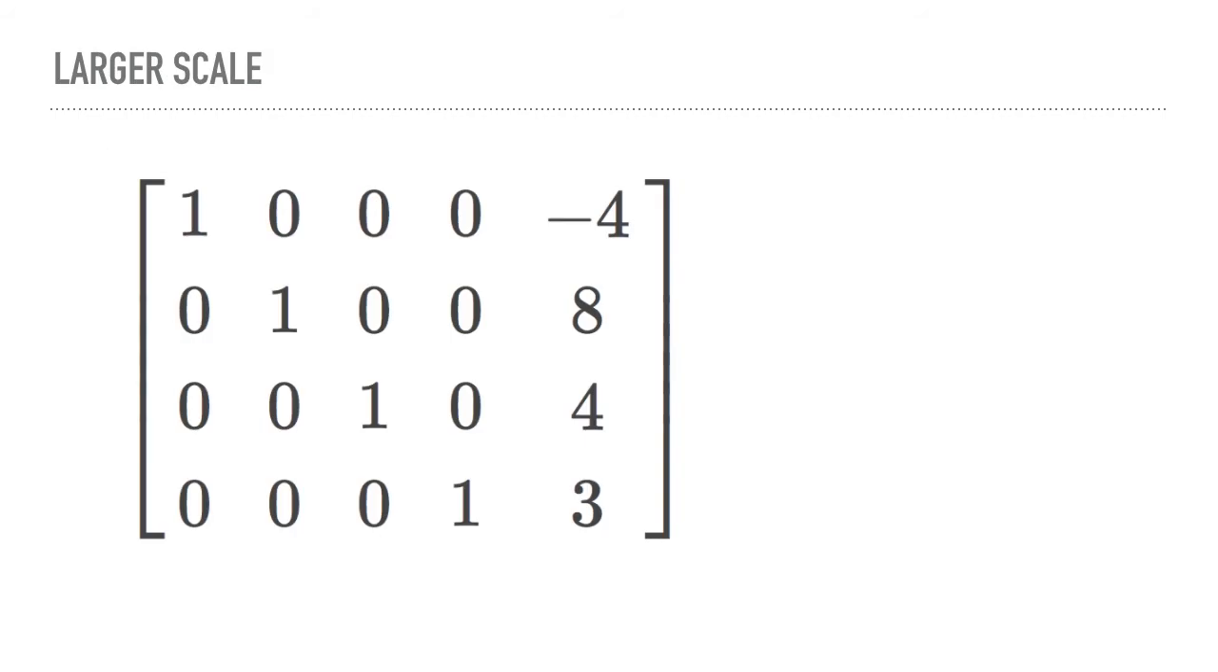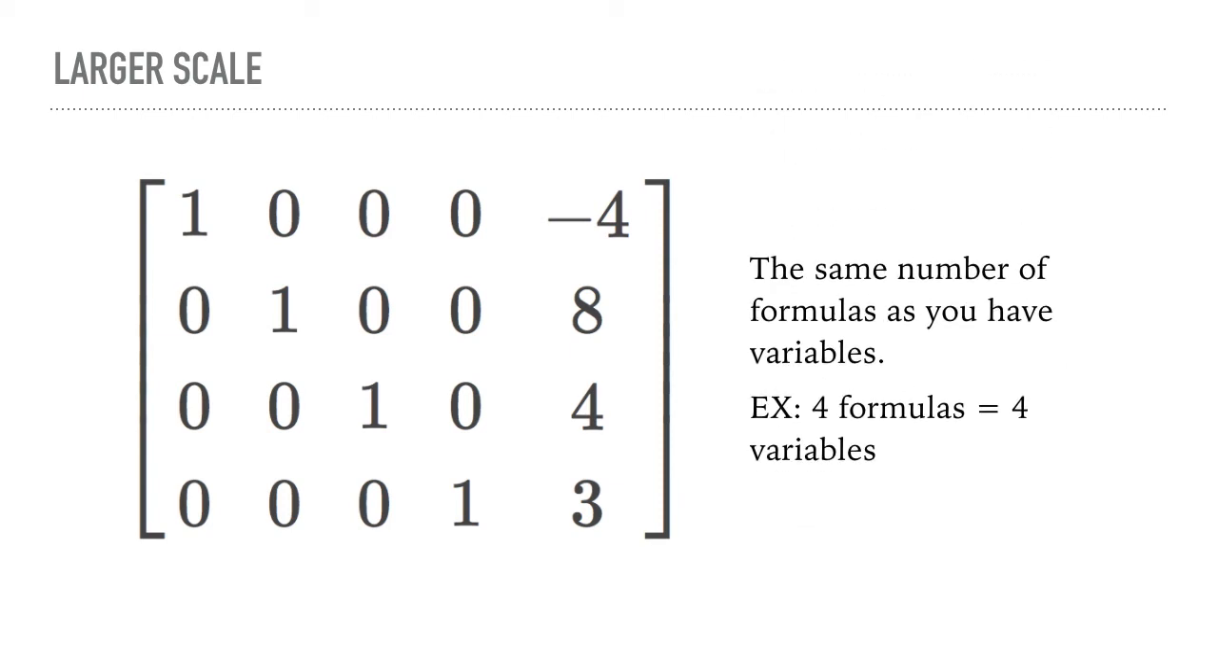Now, can we use matrices on a larger scale? The answer is yes, but just remember, you have to follow the same number of formulas as you have variables. For example, in this matrix, we are using 4 formulas in order to solve for 4 different variables. So this is going to be the answer for each of the variables, and you always have to keep that same ratio. So you may use a 2-number matrix, but you need to use 2 formulas. Or you may use a 28-number matrix, but you need to use 28 formulas to solve for 28 variables.